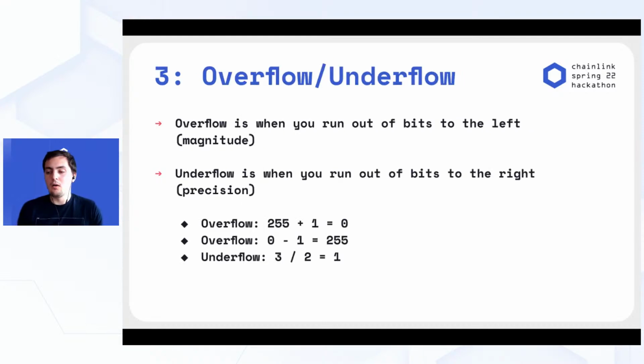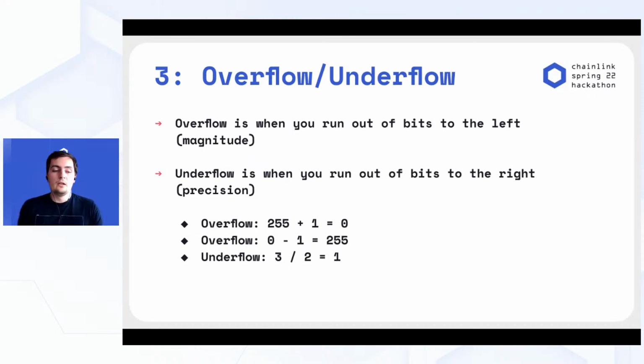Vulnerability number 3, overflow underflow. This is a really common vulnerability, even from the start of Solidity itself, and I still see some projects get wrecked because of this. Overflow, in terms of computer science, is when you run out of bits to the left. Imagine you perform addition of 2-bit values, so 01001 plus 10001. Overflow is when you run out of bits on the left, so it's magnitude. And underflow is when you run out of bits to the right, it's precision, so with division.